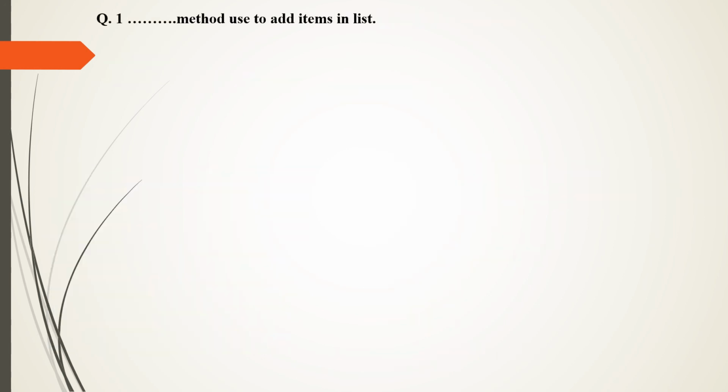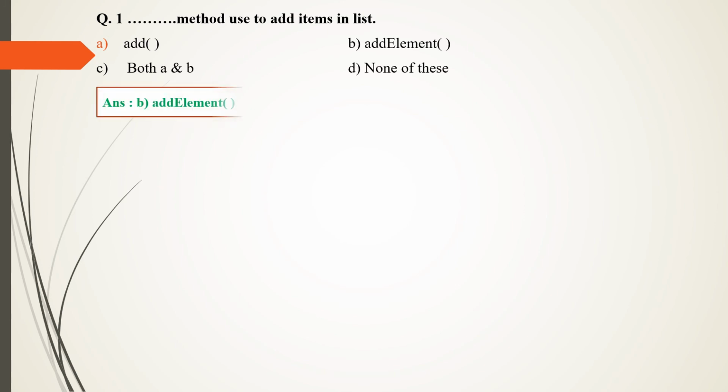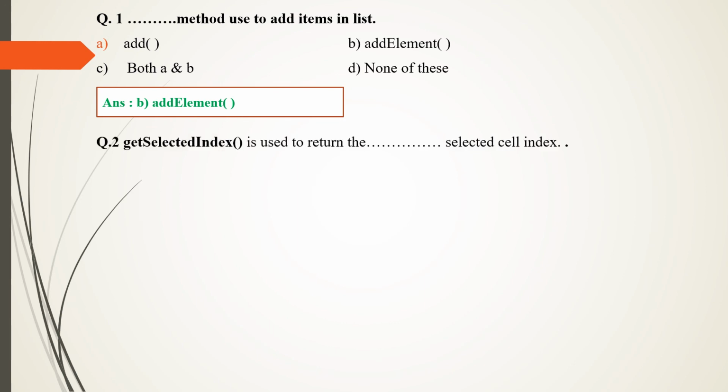Then we have some MCQs. Which method is used to add an item in the list? First option is add, second option is addElement, third option is both A and B, last option is none of the above. The answer of this question is addElement. The addElement method is used to add the element in the list.